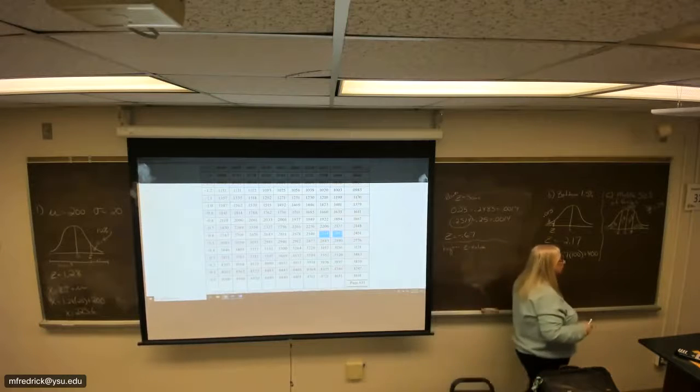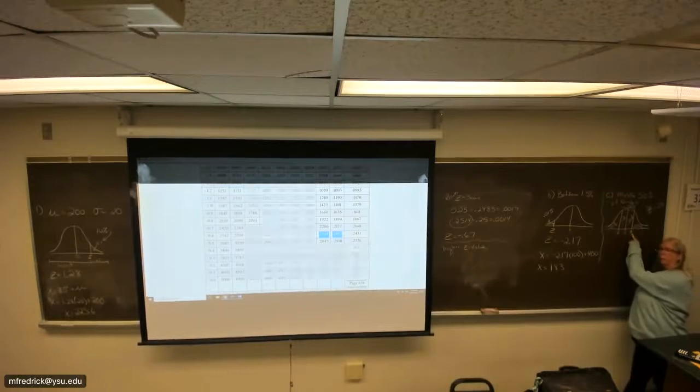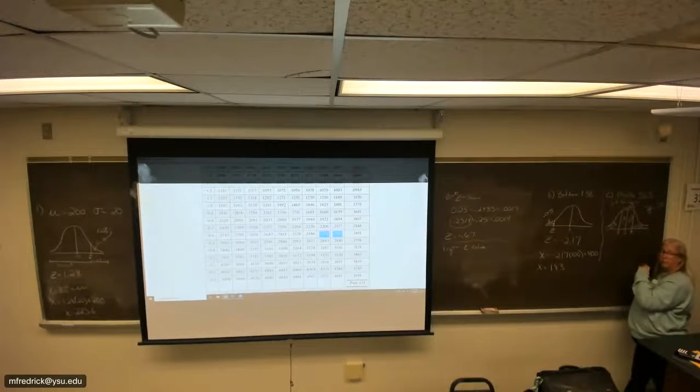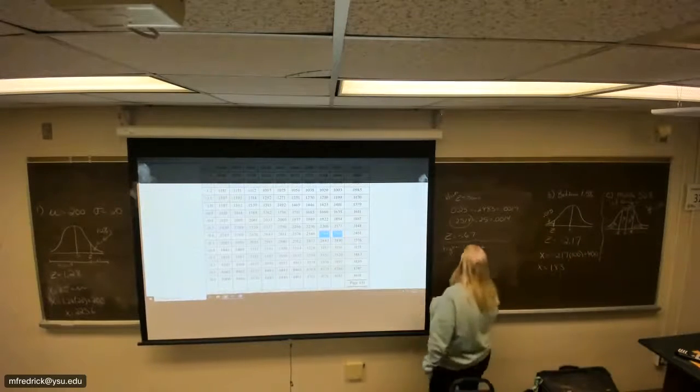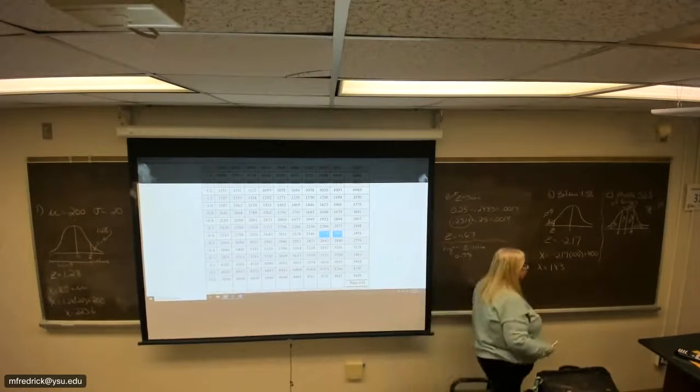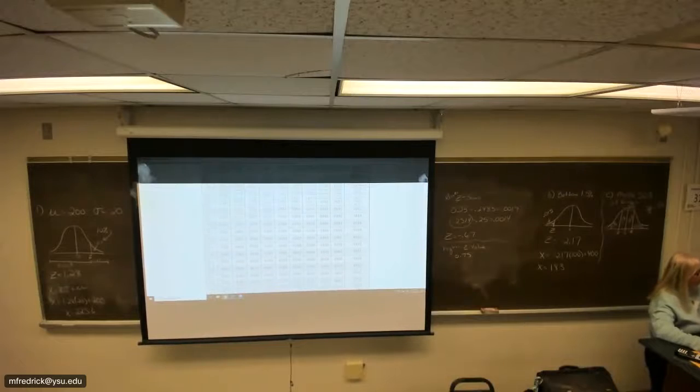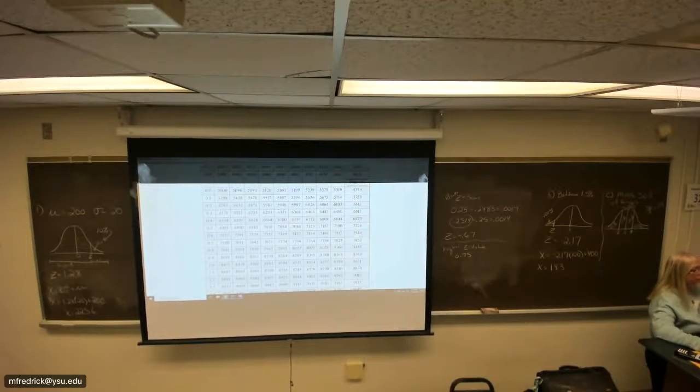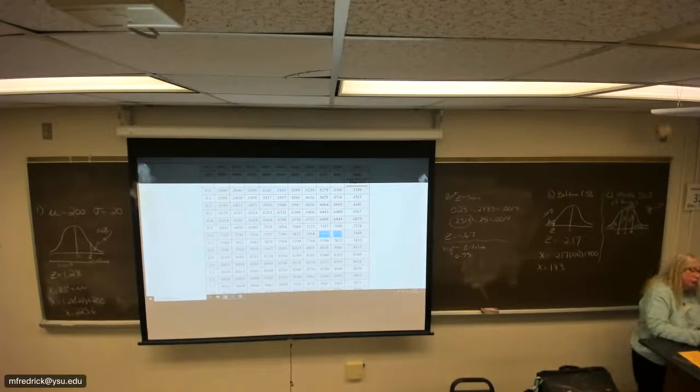Find the higher Z value. What percent is below this value? Anyone? 25 and 25 and 25, 75. So 0.75. So it's between these two. Which one is it closer to? Closer to this one.